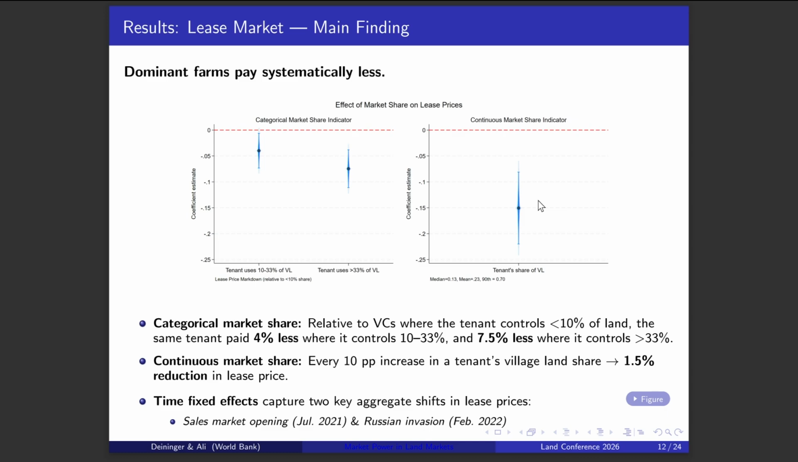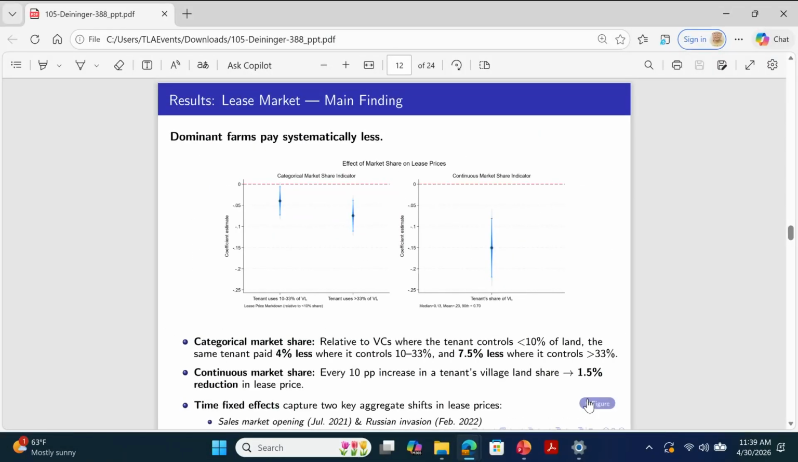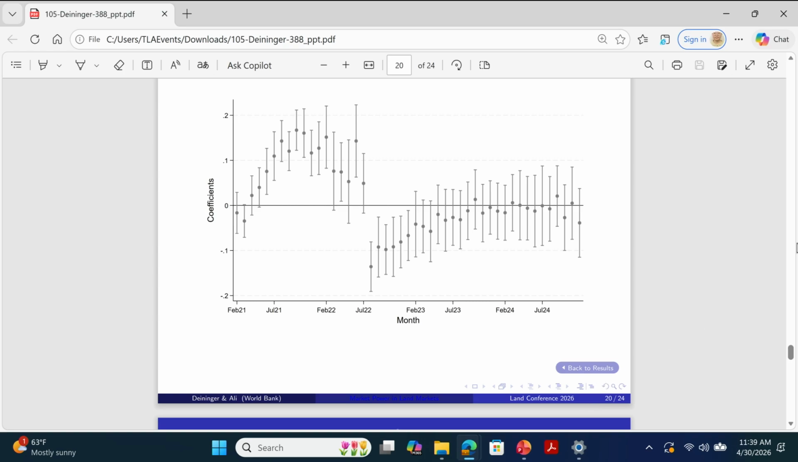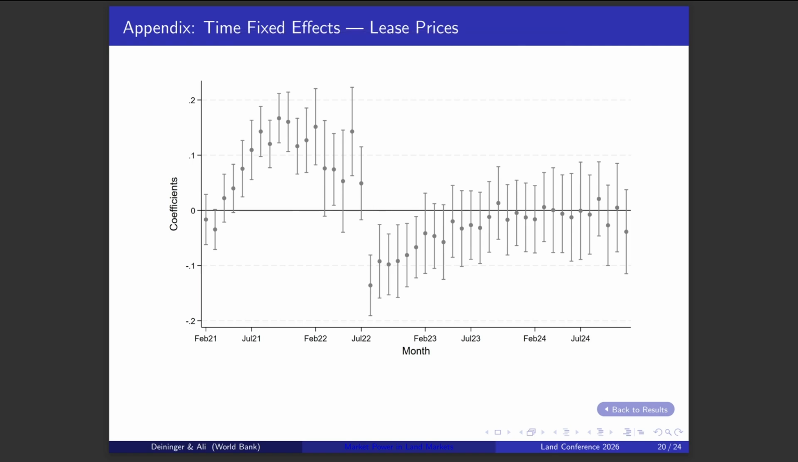And as I mentioned earlier, time fixed effects capture 2 aggregate shifts in lease prices. That is the sales market opening in July 2021 and the Russian invasion in 2022. Just to show you, you clearly see there is a 10 to 15% increase right after the opening of the land market, but then after February 2022, you see a push down in lease prices.